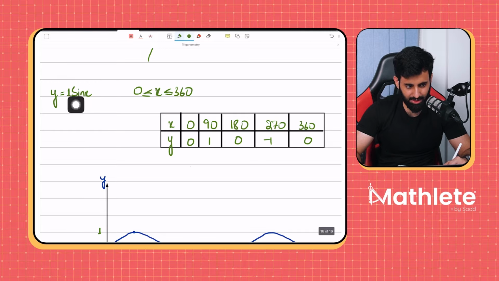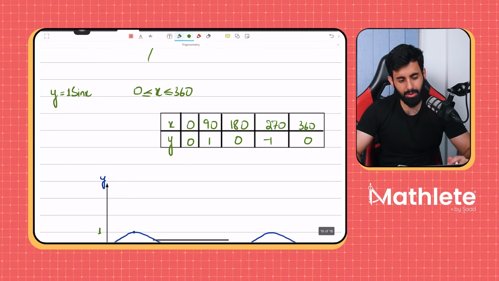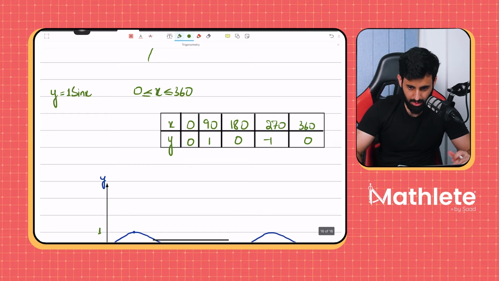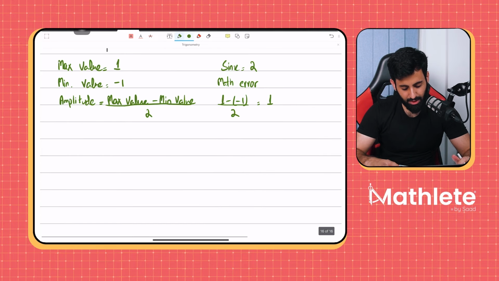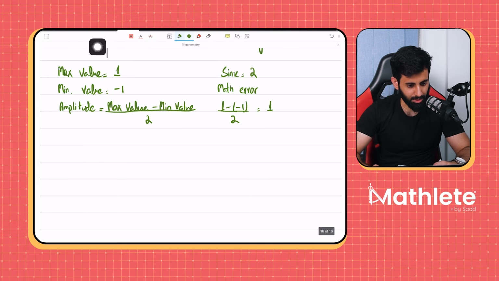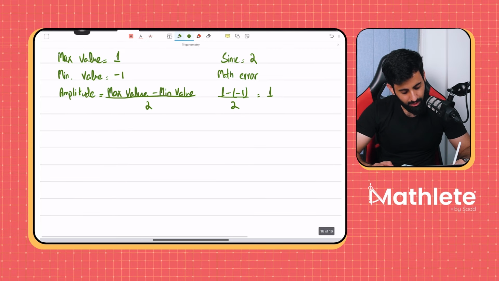I want you guys to make this a standard rule that whatever sine x is being multiplied with will always be equal to the amplitude. Sometimes it's different. Okay, so we'll learn more about that. At the moment, I want you guys to remember this formula only. Okay, then there is something called the natural period.